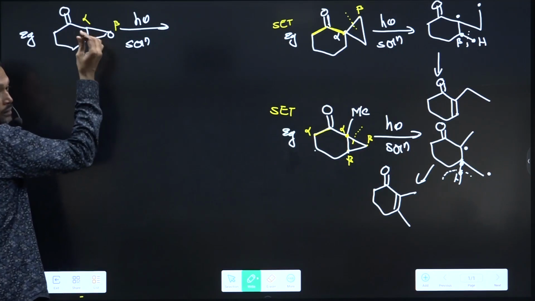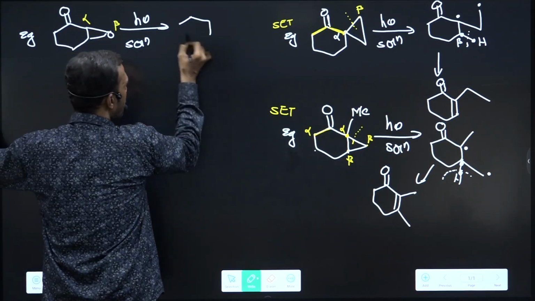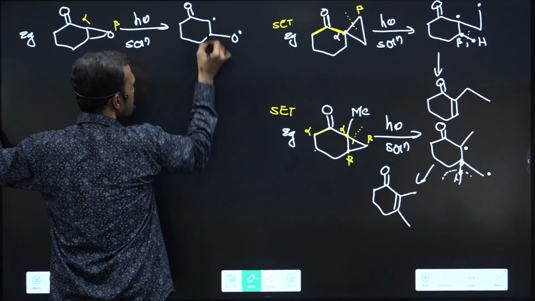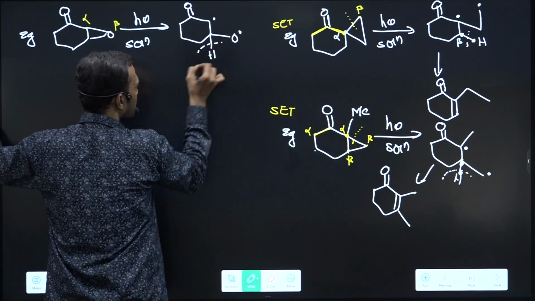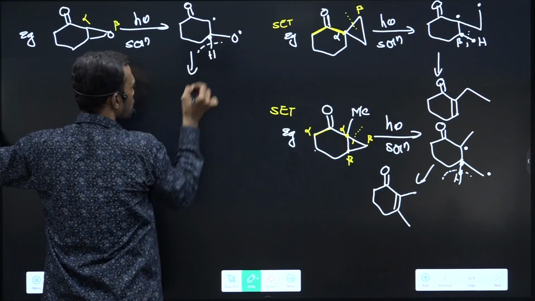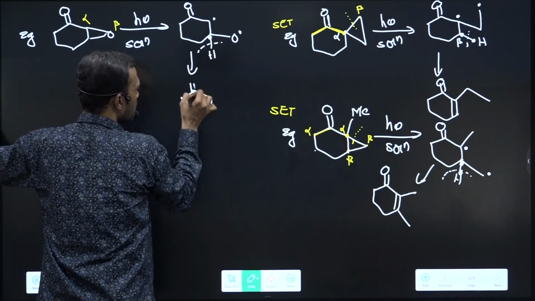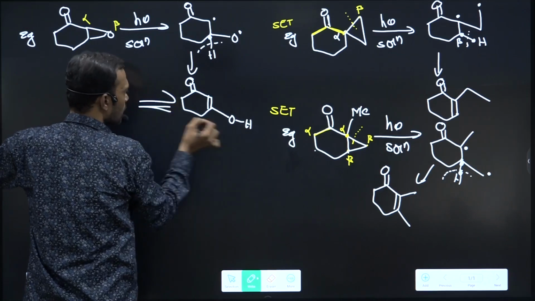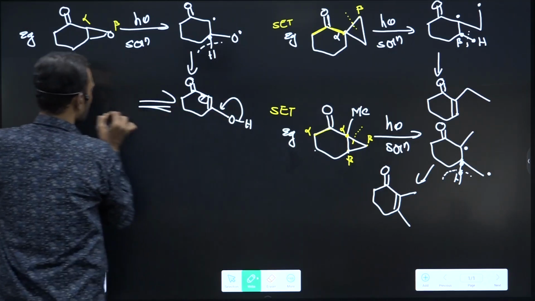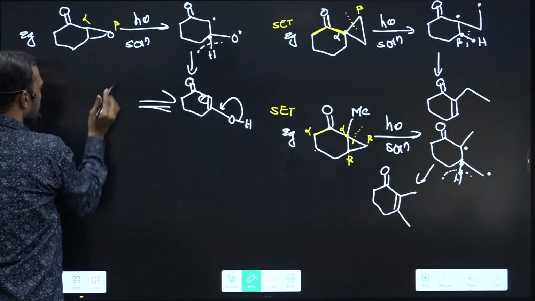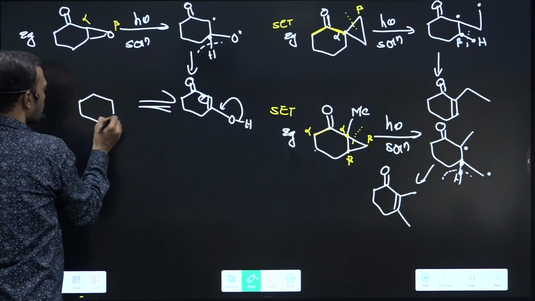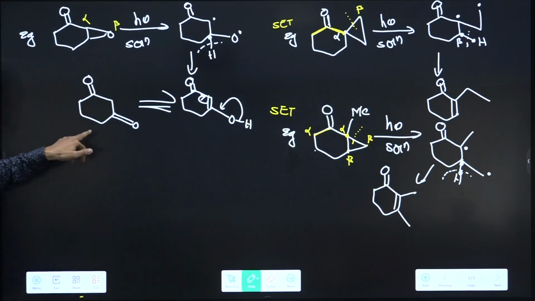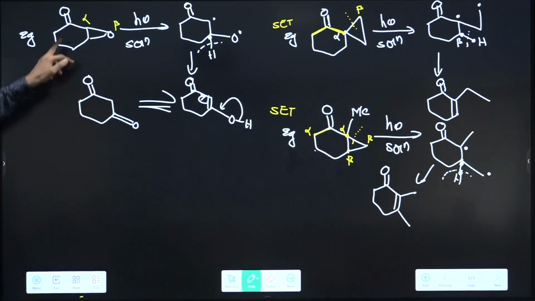Alpha, beta, break these two. Here an oxygen radical, a carbon radical like this. Now break this, this radical joins here. So you will get a double bond and here it is OH. Now it undergoes tautomerism, so you will get a 1,3 dione. This is a very important molecule for Grignard reagent. This is very important, a 1,3 dione can be prepared by using this.